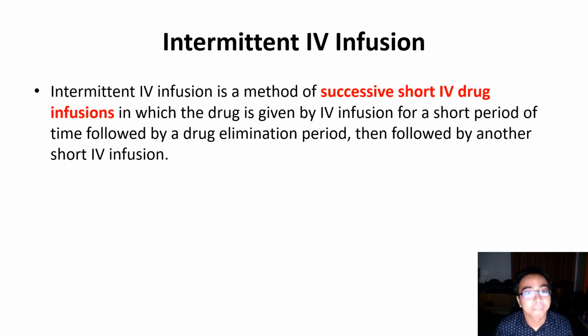Now, intermittent IV infusion is a method of successive short IV drug infusions in which the drug is given by IV infusion for a short period, usually between 0.5 to 1 hour. For simplicity's sake, have pity on yourselves. As much as possible, tell the doctor, Doc, 1 hour na lang. If the doctor insists on 0.5, tell them, Doc, you compute. Just kidding. It's easy to adjust if needed, but it's easier with 1 hour, and that's the usual one used. But if the doctor wants 0.5, no problem, you can compute that.